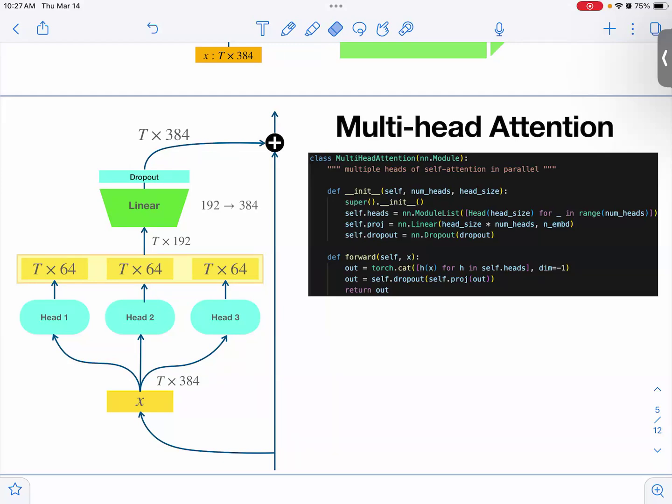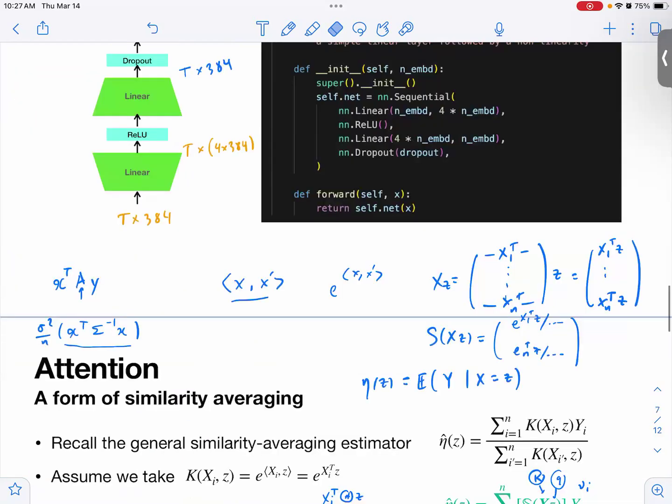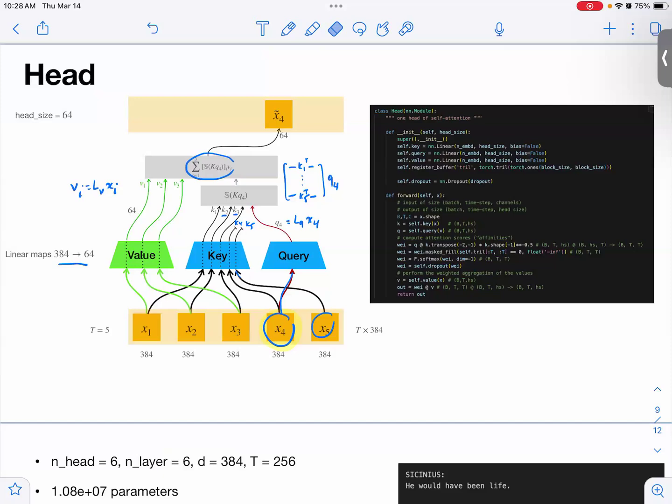So 64 by 384 is the dimension of all of these linear maps. These are matrices and also biases. So 384 times 64, each one of them has this many parameters. And you have 3 of them, and you have multiple layers.